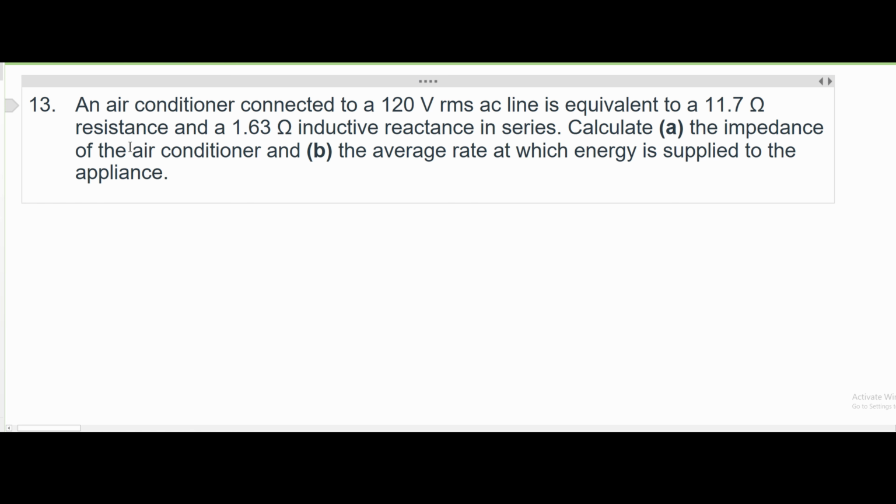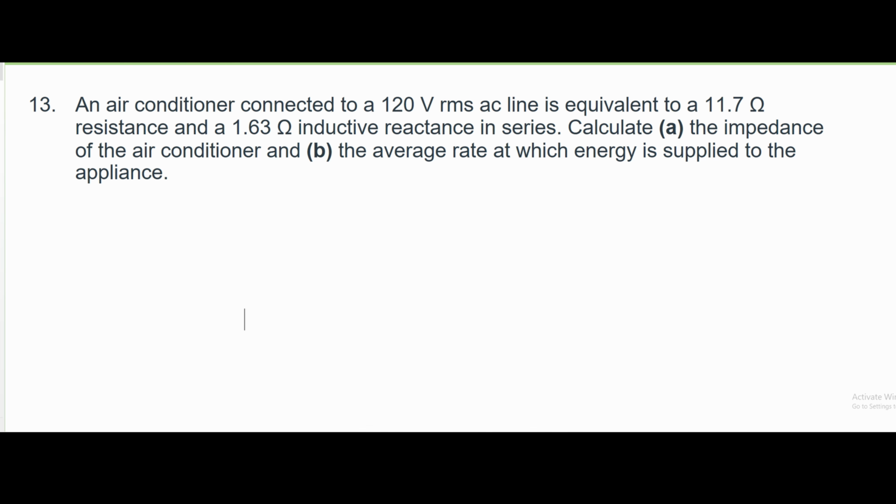For number 13, we are told that an air conditioner connected to a 120 volt RMS AC line is equivalent to a 11.7 ohm resistance and a 1.60 ohm inductive reactance in series. For A, we're asked to calculate the impedance of the air conditioner. And for B, the average rate at which energy is supplied to the appliance.